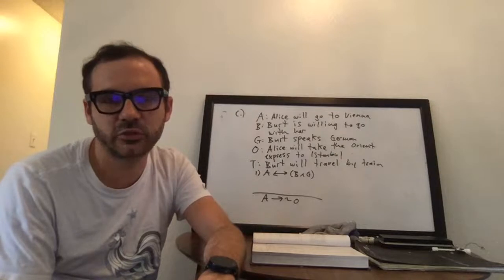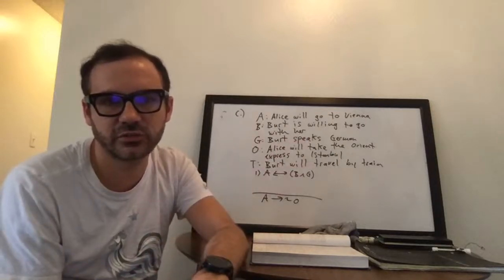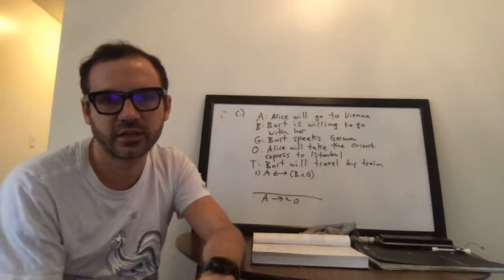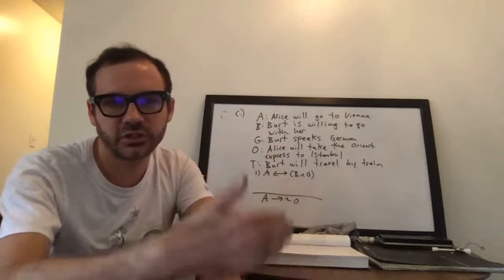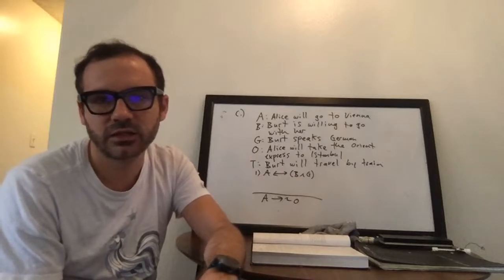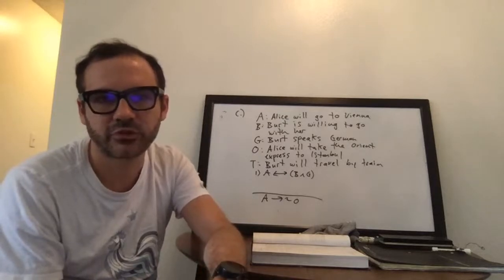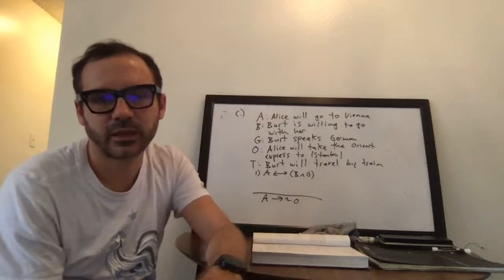So what you're going to have to do is have, to the left of the wedge, the if-then statement that says, if she goes to Vienna, she'll take the Orient Express. And then to the right of the disjunction, you're going to have, Bert refuses to travel by train. Okay? So let's get this whole unless statement written down, starting with the left part, that if Alice does go to Vienna, she will take the Orient Express. How does that one get written?